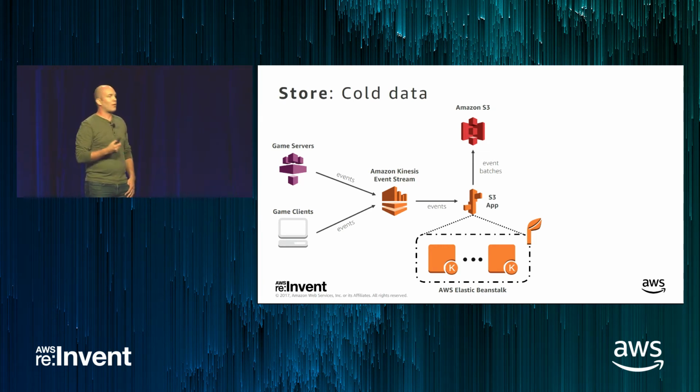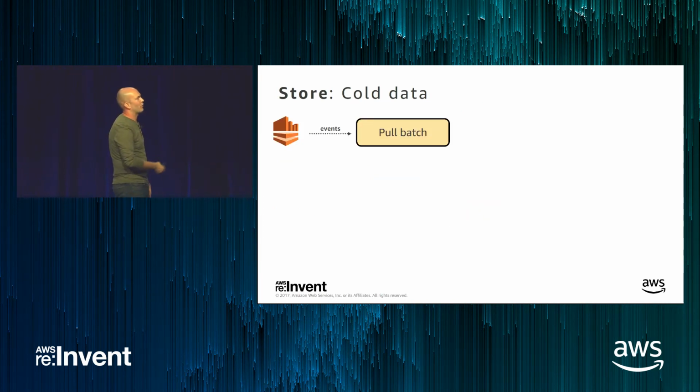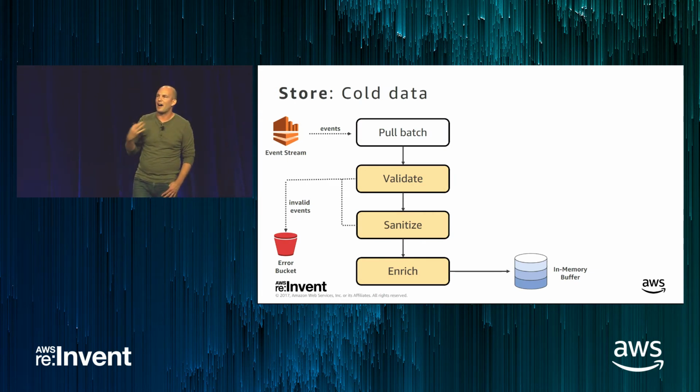Cool, so from there I want to do one more dive. We're going to jump into that S3 app and see what that guy's actually doing. So we're going to play a game of follow the flowchart real quick. This guy is pulling batches of events from this Kinesis stream, and he's going to run them through a couple of processes. First of all, he's going to validate the events.